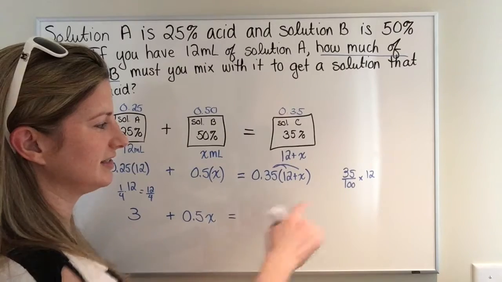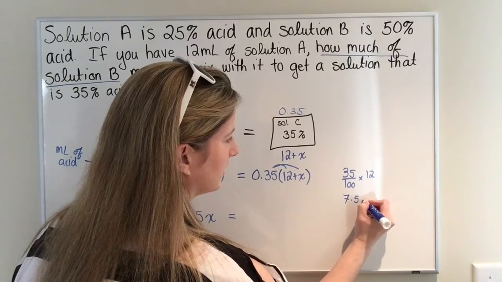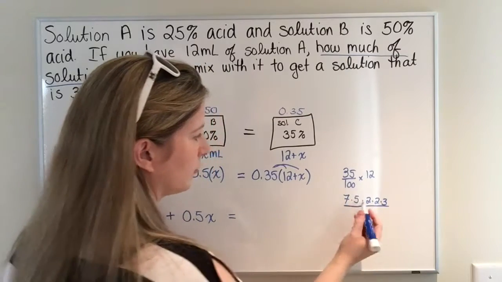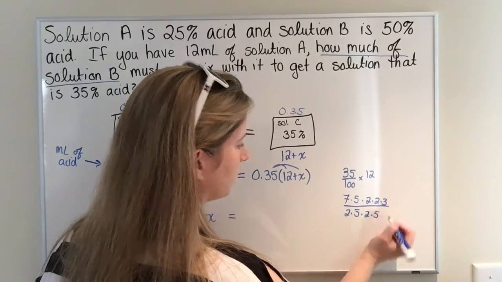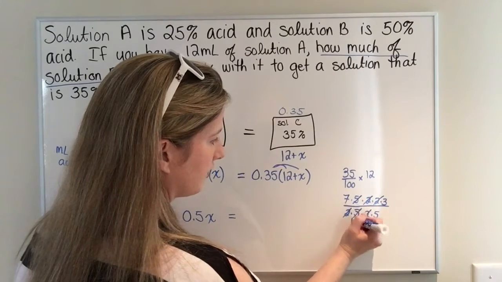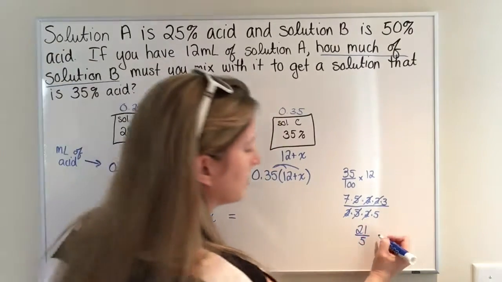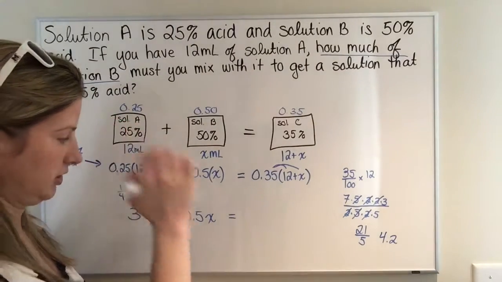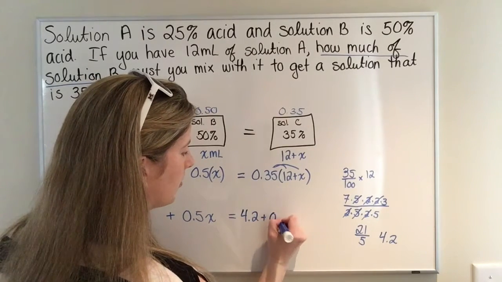Sometimes what I think is the easiest way is to write it all as a product of its prime factors. So this is 7 times 5 times 2 times 2 times 3 over, and then 100 is going to be 2 times 5 times 2 times 5, right? So then we get rid of the 2s, check you later. We get rid of a 5 here and a 5 here, so we're looking at 21 over 5, which is going to be 4.2, I think? And you can check that in a calculator. We're just going to go with 4.2. So then that's going to equal 4.2 plus 0.35x.